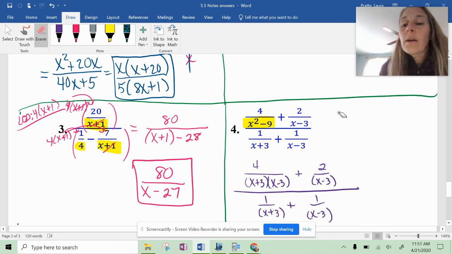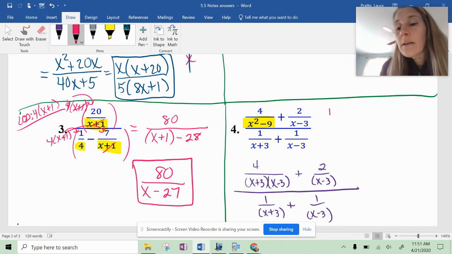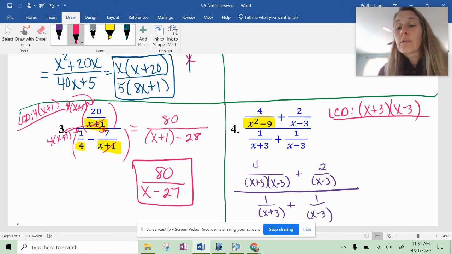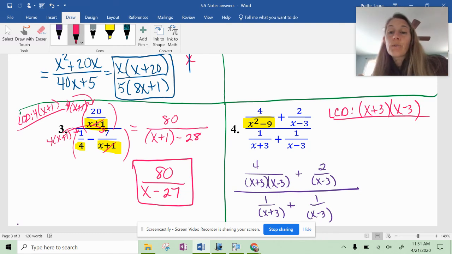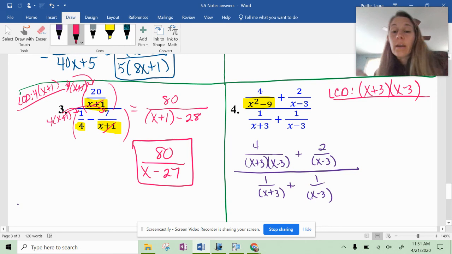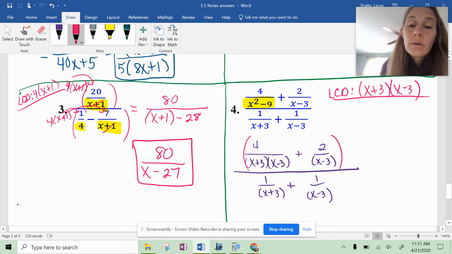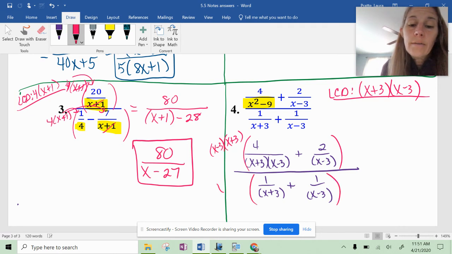Okay, so now finding the LCD, since they're all binomials here, we know that we're just going to need an x plus 3 and an x minus 3 for each one. So that's what we're going to distribute to everything. So I'm going to distribute the x plus 3 and the x minus 3 to everything, and then it's just going to cancel out all those denominators so we don't have fractions in there anymore.